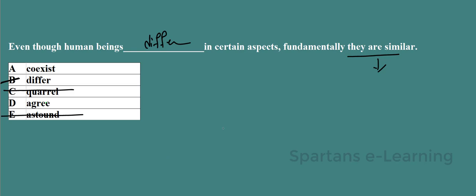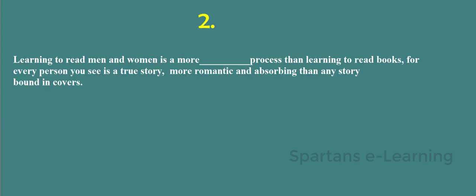Now in this question you understood how to identify the keyword, how to identify the connector, and then how to use the connector and arrive at your answer, right? Done. Now let us solve our next question. The question says: learning to read men and women is more dash process than learning to read books. For every person you see is a true story, more romantic and absorbing than any story bound in covers.